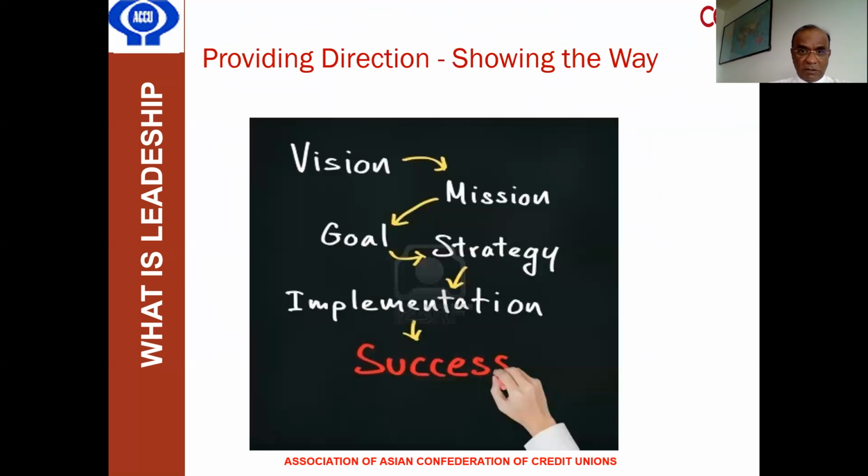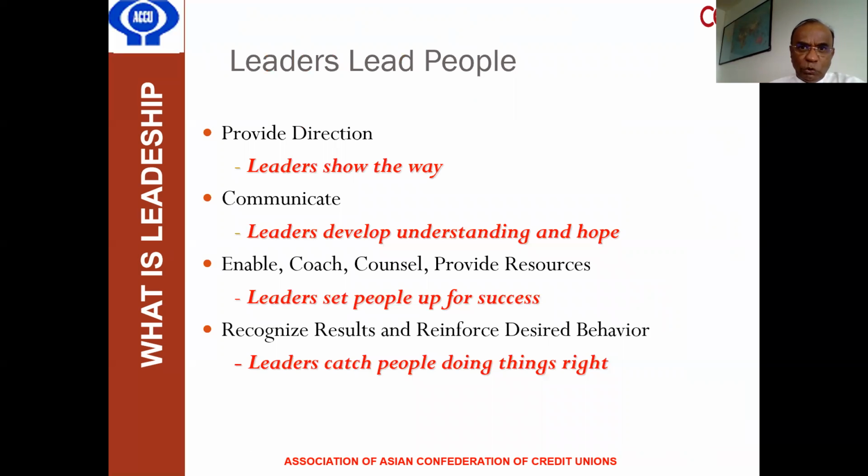Okay, it's a very important part. Vision, mission, goal, strategy, implementation, success. No matter what board meeting, put it to vision and look at the mission and the goal and strategy. I think that is very important. Do not go into any details. And again, you are born to lead. Show the way, and leaders develop an understanding of hopes, so communicate with the people, enabling, coaching, consulting and recognizing.